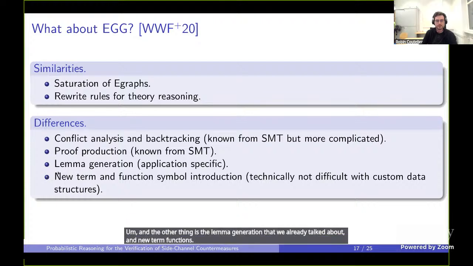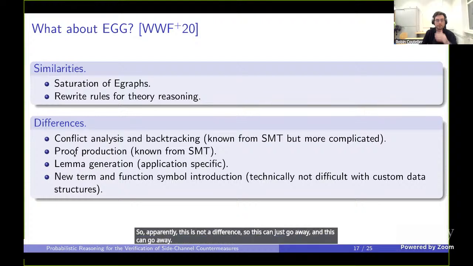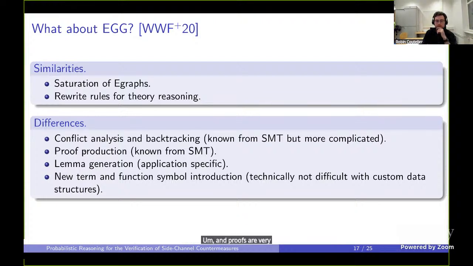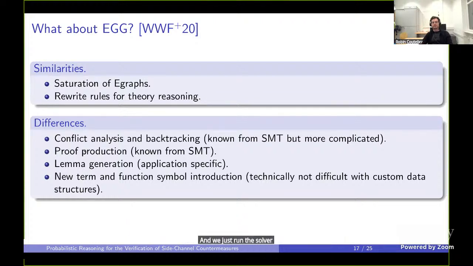So apparently this is not a difference, so this can just go away and this can go away. And proofs are very important, right? Because we're doing the verification of a hardware circuit. If we just run the solver, and the solver says, yes, all good, we accept the system, I say, why? Just trust me. That's not very acceptable for proofs, right? I mean, for verification in general.